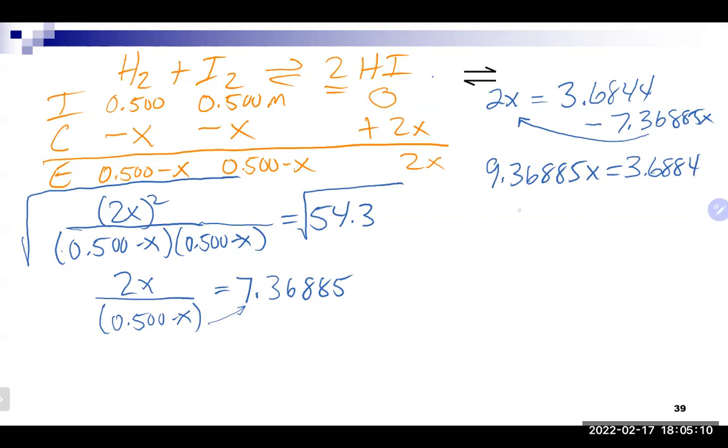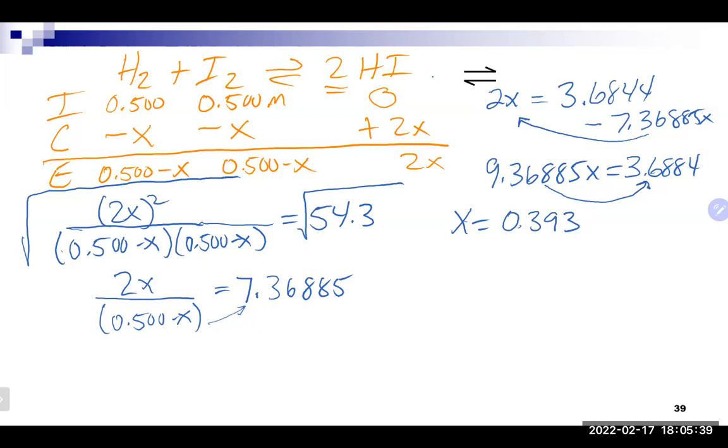At this point, we're going to solve for x by taking this back to the other side and dividing. When we do that, we will finally get an x value of, I believe, 0.393, if I'm not mistaken. Yeah, sounds good, 0.393. Any questions on that?